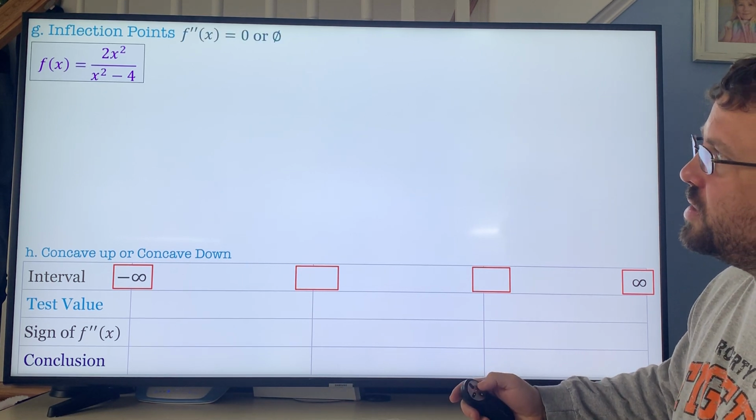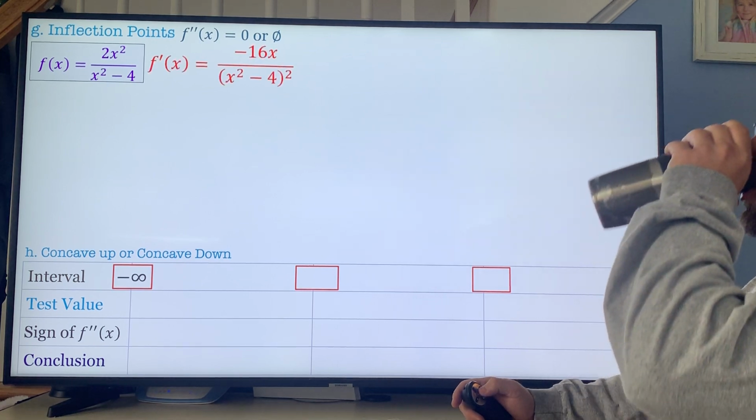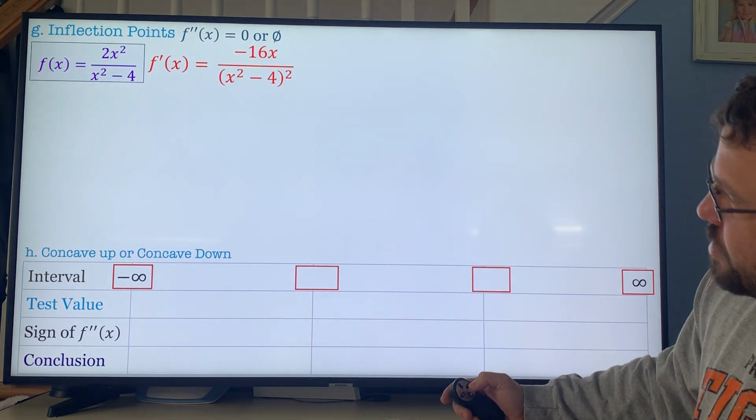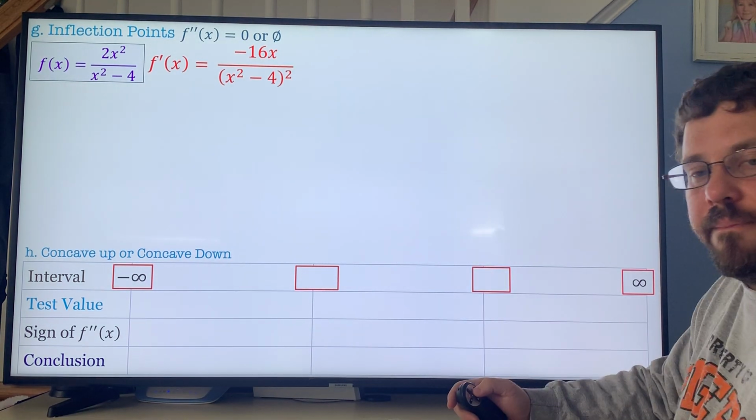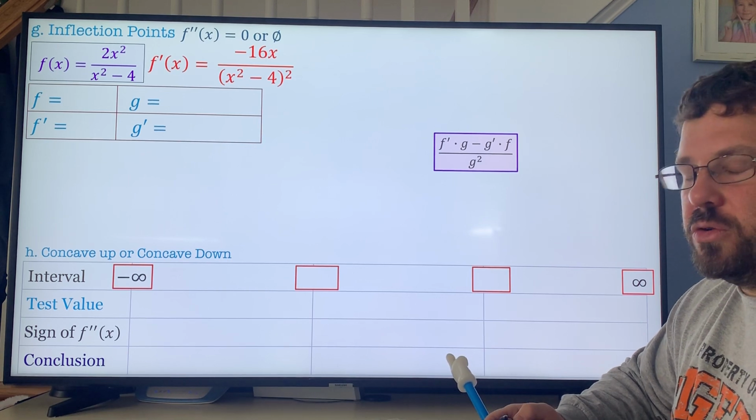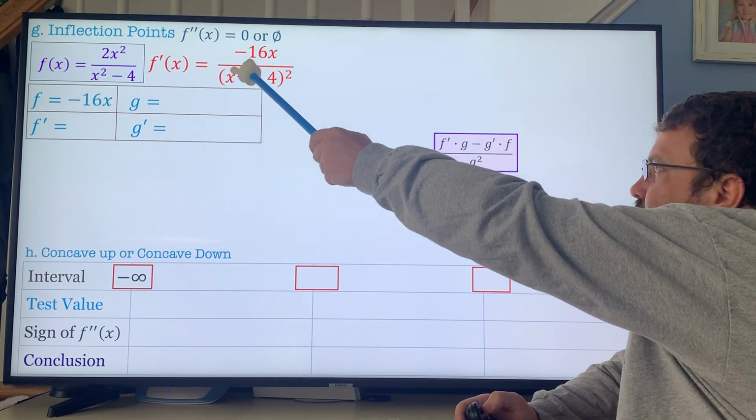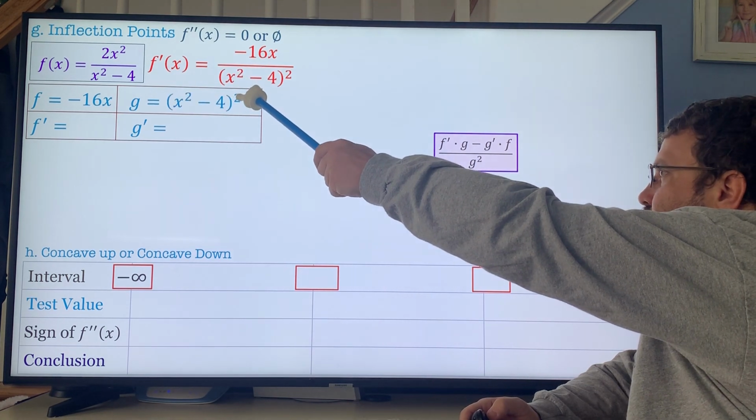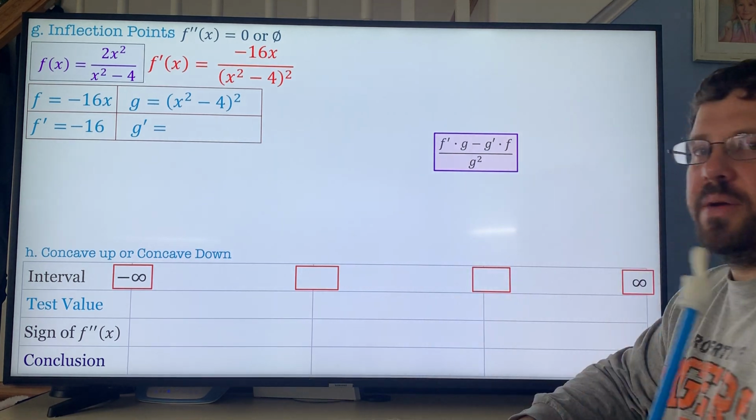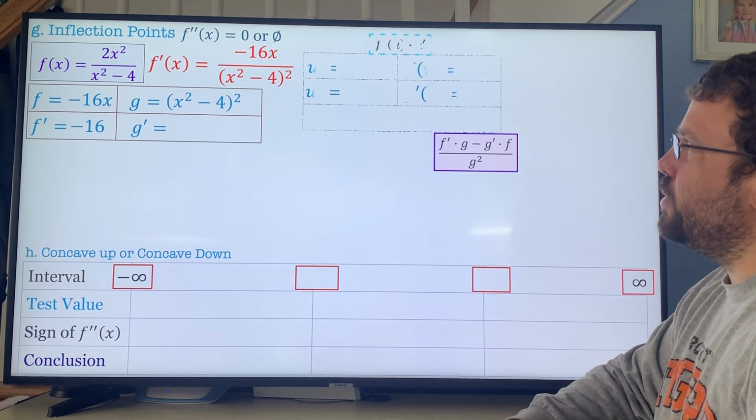Now, inflection points. It's when you set it equal to 0 or undefined. So, this was the derivative we found from before, right? Way to derive that is using the quotient rule again. F is your numerator, G is your denominator. Now remember it's squared. F prime is negative 16. Now how do we find G prime? Because remember you have to use the, say it, chain rule.